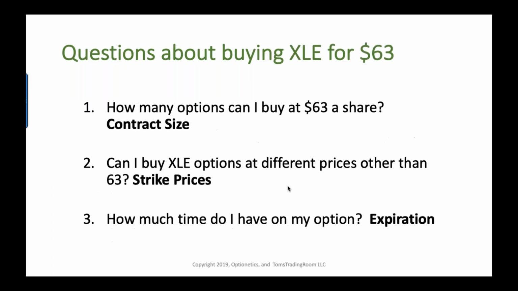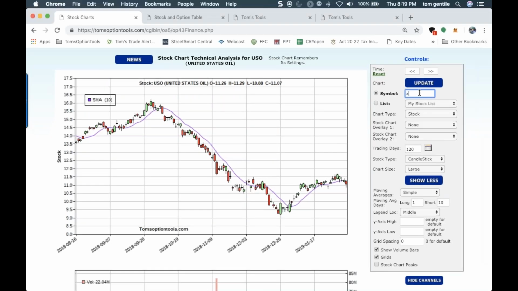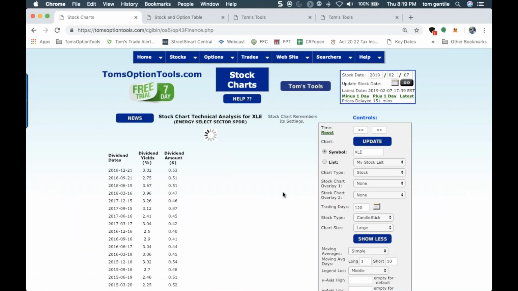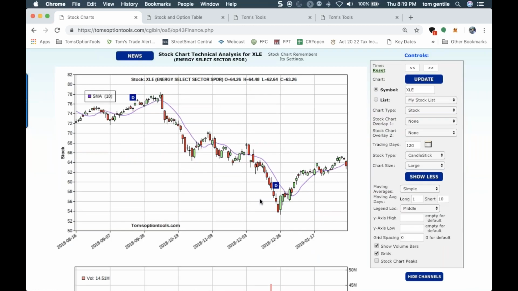If we break into it, let's talk about XLE for a moment. XLE is the energy ETF. That's the Select Spider ETF, which was at 78, dropped all the way down to 54, and has already started to make a rise. And we're looking at the next area on the horizon, somewhere around 70, which is not too far from where it is right now.